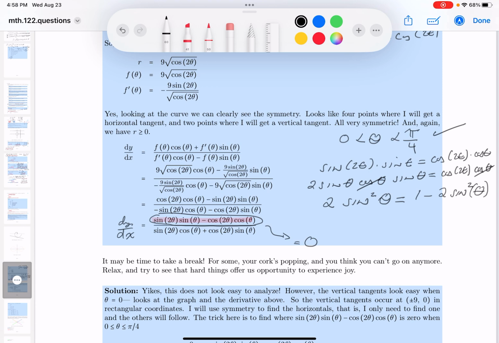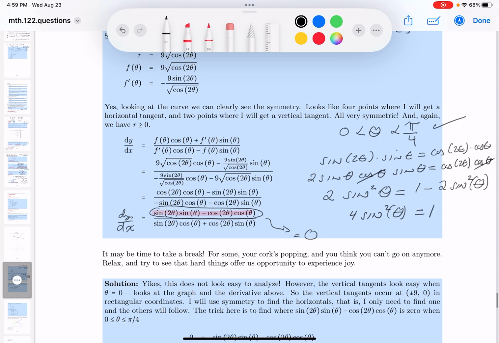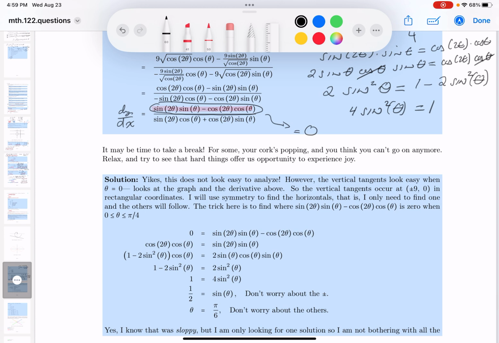All right, let's see how I did with that. Yeah, I think I did it right, because cosine 2 theta is 1 minus 2 sine squared theta. Let me add the 2 sine squared theta to both sides. You get 4 sine squared theta is equal to 1. Things are definitely getting easier. I'm not saying I'll be able to do this, but let's take a look at it. So sine squared theta is 1/4.